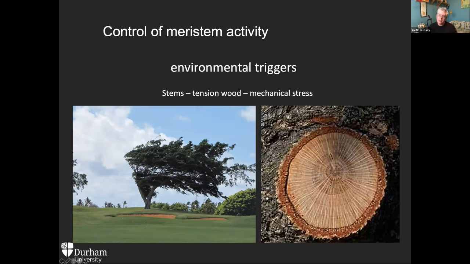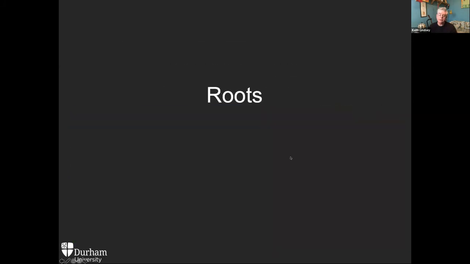And what I'm now going to do is talk a little bit about our favorite meristem, which is the root meristem.